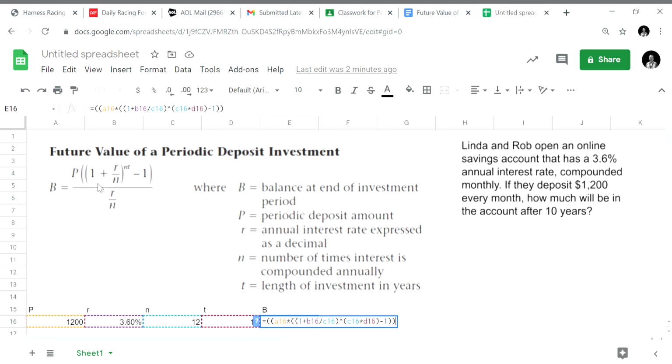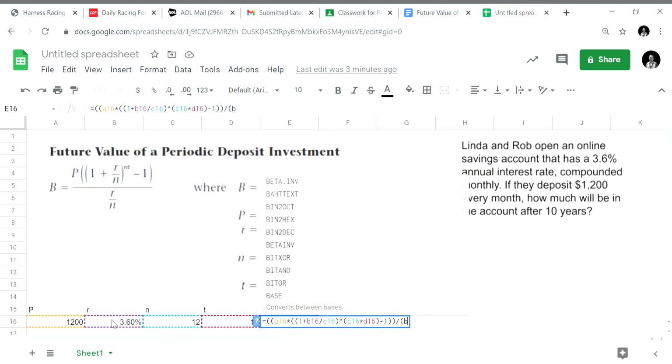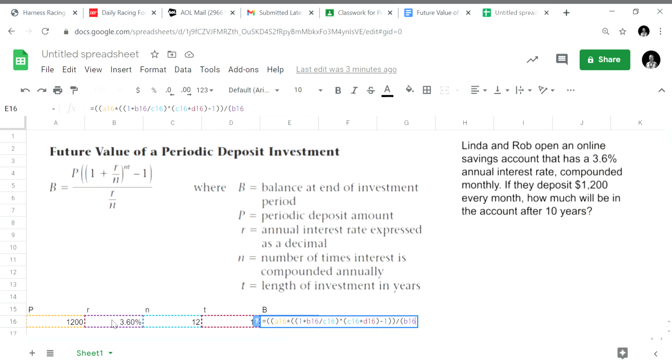Now I'm going to have the fraction bar, so that's going to be division. And the denominator is r divided by n. So I'm putting the denominator in parentheses, and it's r, which is B16, divided by n, which is C16. Okay, and then we're going to close that parentheses, which was for the denominator. And then we have to add one more parentheses, which closes out our whole formula. And let's cross our fingers and see if we did this correctly.